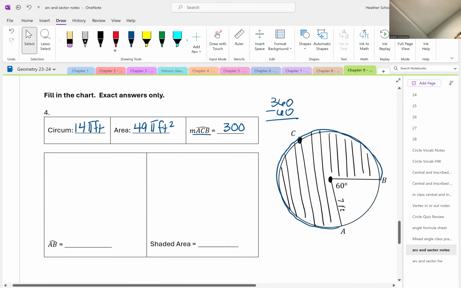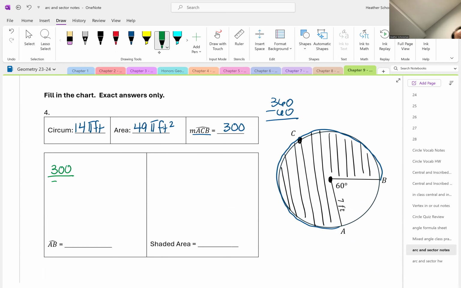So for my arc length, I'm going to take the degree, which is 300, over 360 times the circumference. Well, since they both end in zeros, I can divide by 10 and those cancel out. In 30 and 36, I can divide them both by 6. 30 divided by 6 is 5. 36 divided by 6 is 6. So that's going to reduce to 5/6.